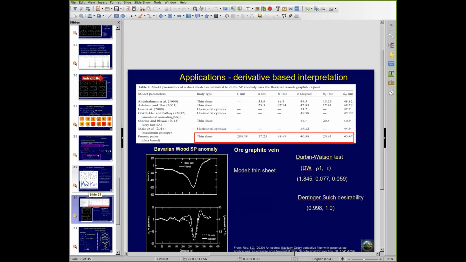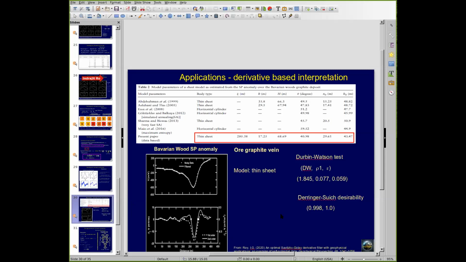So do we have an example? Yes, very recently it has been published in a journal how to interpret an SP anomaly for a thin sheet model using derivative-based interpretation. You do not need any inversion; directly, you can get the derivative. This is the data with the Bavarian wood SP anomaly, and this is the first order derivative and second order derivative. The zero locations will allow you to determine the parameters.